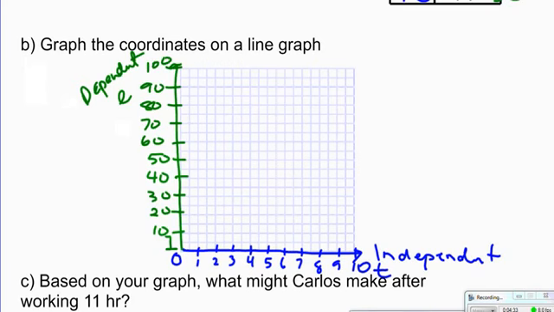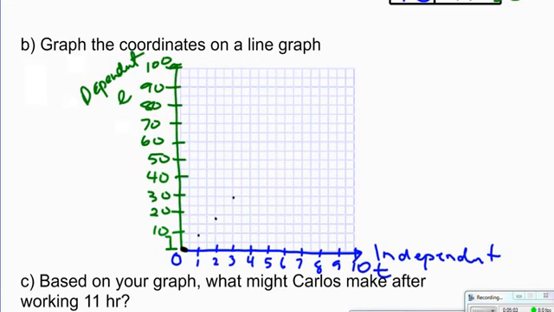Okay, so now we're going to plot them. So our first point is 0, 0. So at 0, 0, I'm going to make a dot. My second point is at 1 and 9.75. So 1 and 9.75 is going to be just under $10. 2 and 19.50, so go to the 2 and 19.50, that's going to be under 20, but a little bit more under, so like that. And we're kind of estimating a little bit, right? 3 and 29.25, that's just under 30.